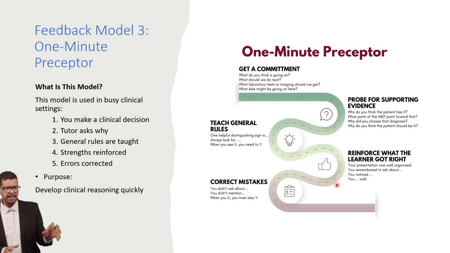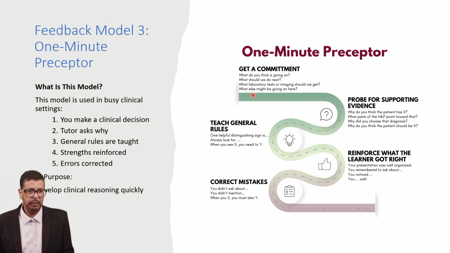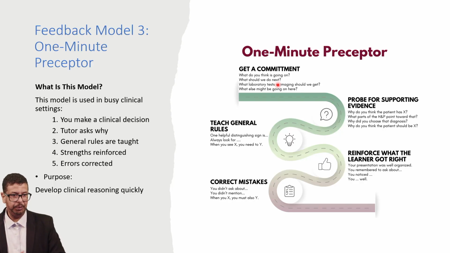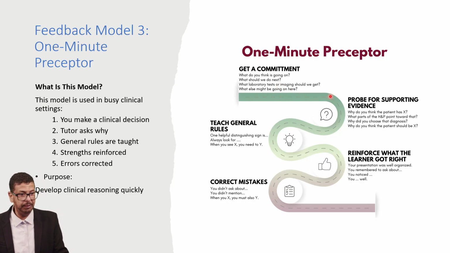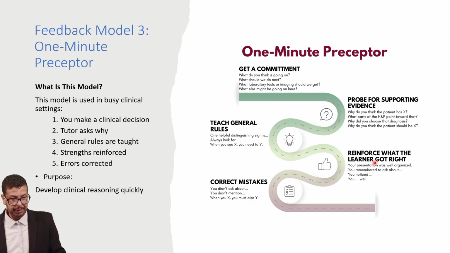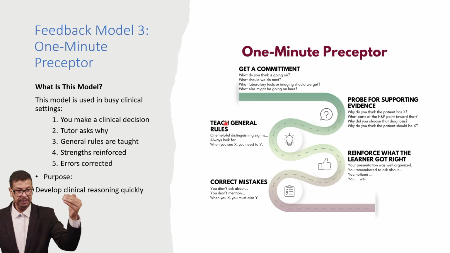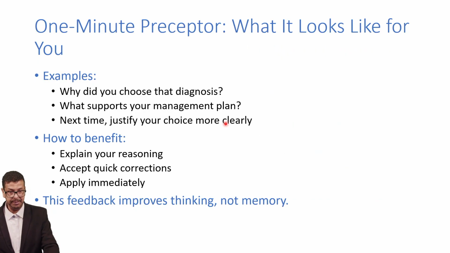So as you can see here, you get a commitment about what you think is going on, what to do next, maybe being asked what lab or image to request, what else might be going on, and then you give proof or supporting evidence, and then the tutor reinforces what the learner got right, then corrects mistakes, and then teaches the general rule. So it is this way of feedback, and in each step there is a rationale behind this step.